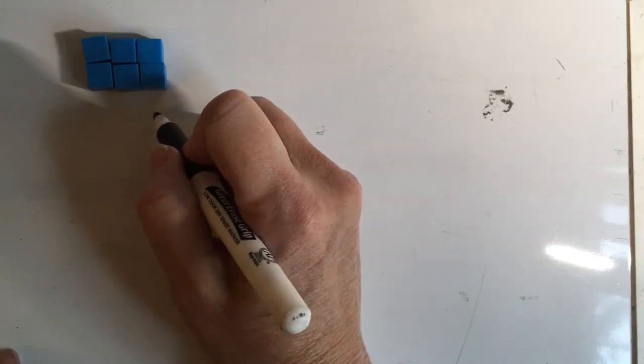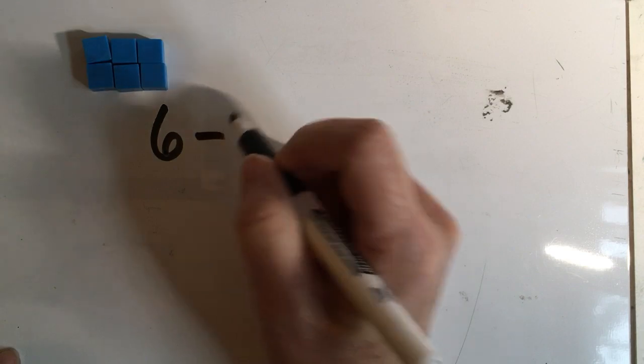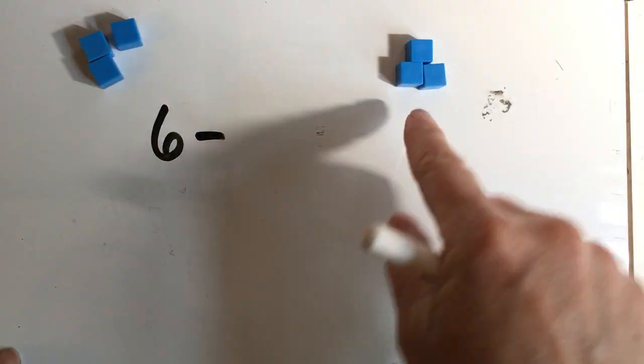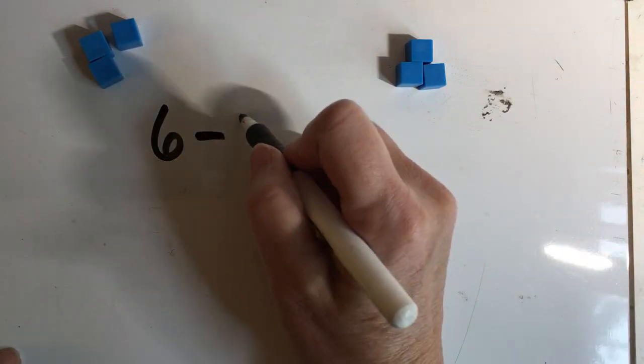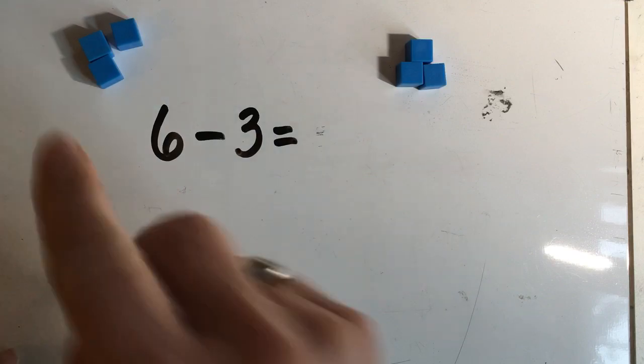So I'm going to start with my whole of 6. Now I'm going to take away a part. Let's see, what am I going to take away? I'm going to take away how many? Yep, 3. And what does that equal? What am I left with?